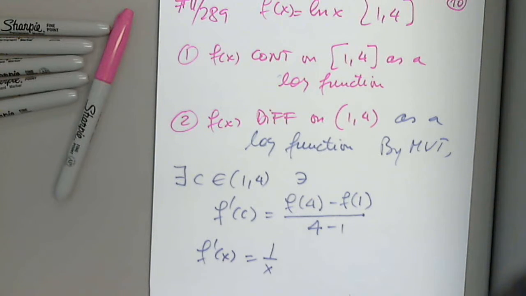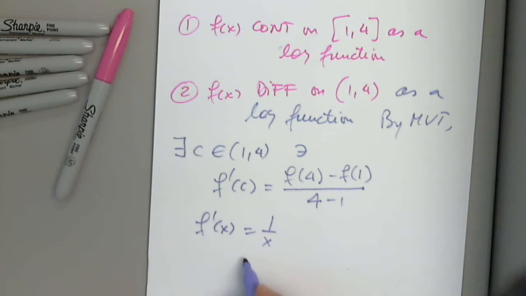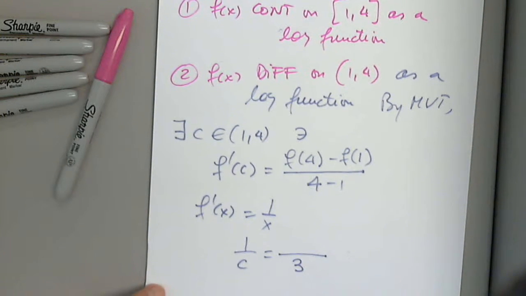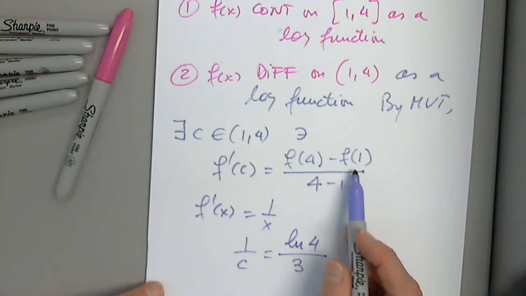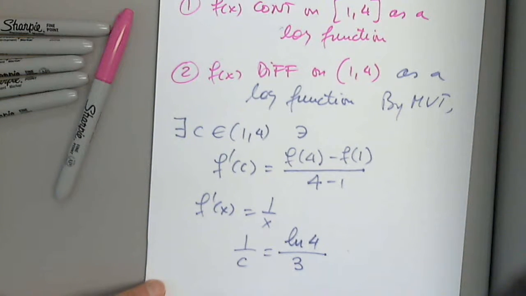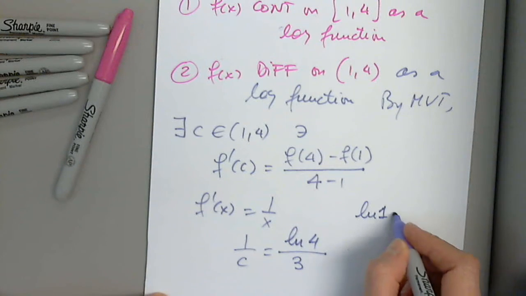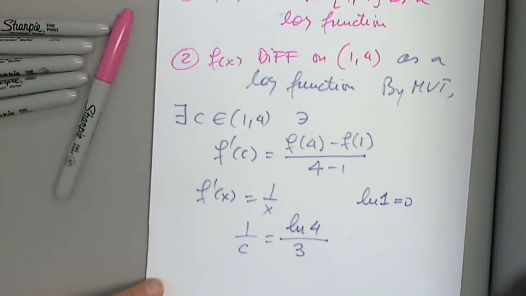Which is 1 over x. Therefore, the left-hand side will be 1 over c. The right-hand side, the denominator has 3. Natural log 4 is simply natural log 4. But how much is natural log 1? 0. Natural log 1 is 0. That's why I will not even put it in.